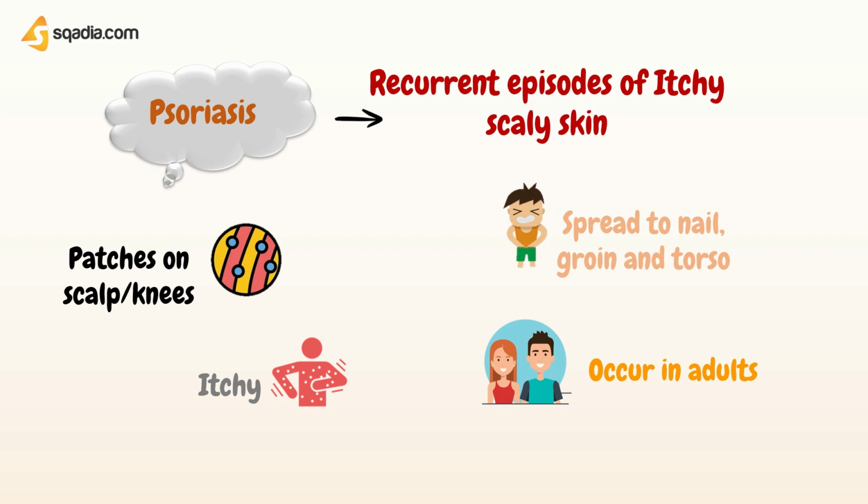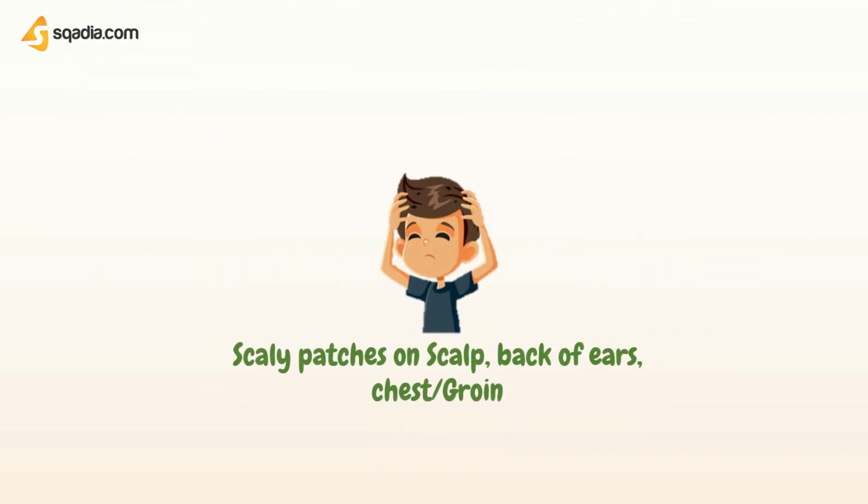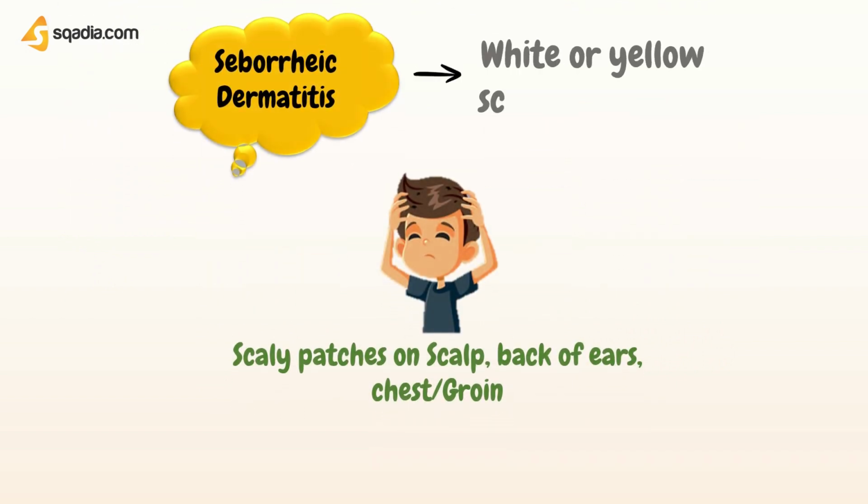But what if your patient is having scaly patches on the scalp, eyebrows, back of ears, upper lip, chest, or groin? Then these symptoms might be caused by seborrheic dermatitis, which is in fact white or yellow scales on the skin, which may flake off, also known as dandruff.